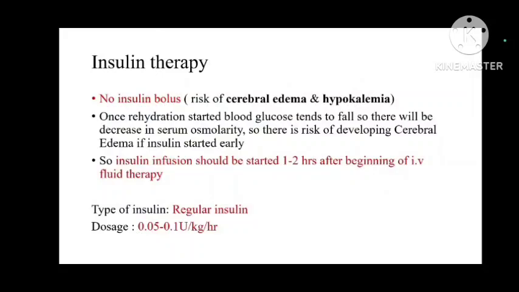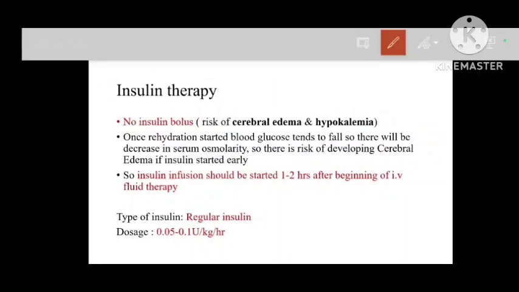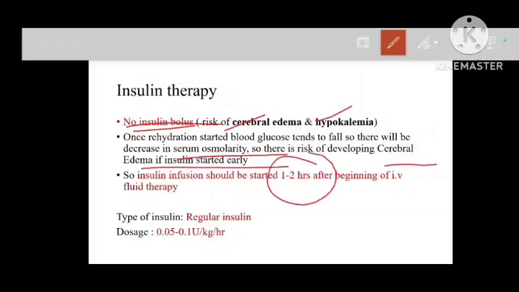Now, insulin therapy. No insulin bolus should be given as it increases the risk of cerebral edema and hypokalemia. Once rehydration has started, blood glucose tends to fall, so there will be a decrease in serum osmolarity. So there is a risk of cerebral edema if insulin is started early. So we should start insulin 1 to 2 hours after beginning IV fluid therapy. We will use regular insulin at a dose of 0.05 to 0.1 unit per kg per hour.